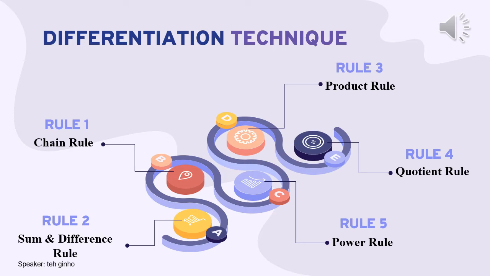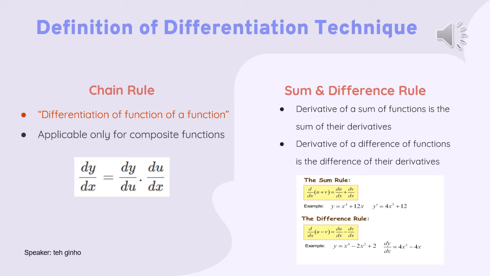There are 5 types of differentiation techniques, which are the chain rule, sum and difference rules, product rule, quotient rule, and power rule. The chain rule is also known as the differentiation of a function of a function. As you can see in the equation here, dy over dx is equal to dy over du times du over dx, while the sum rule is d over dx of u plus v, and the difference rule is d over dx of u minus v.